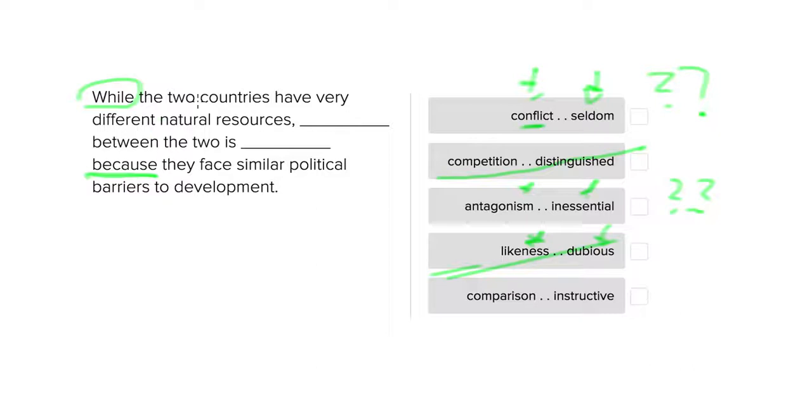They have a difference in that they have different natural resources. However, despite that difference, we can learn from them. That's what instructive means, by comparing them because they face similar obstacles. It makes a lot more sense that because they have a similar situation, we might be comparing them to learn something from them, than that the conflicts between them might be played down. And especially since we have this option twice, these two are definitely not correct answers. So this is the right answer here, comparison and instructive.